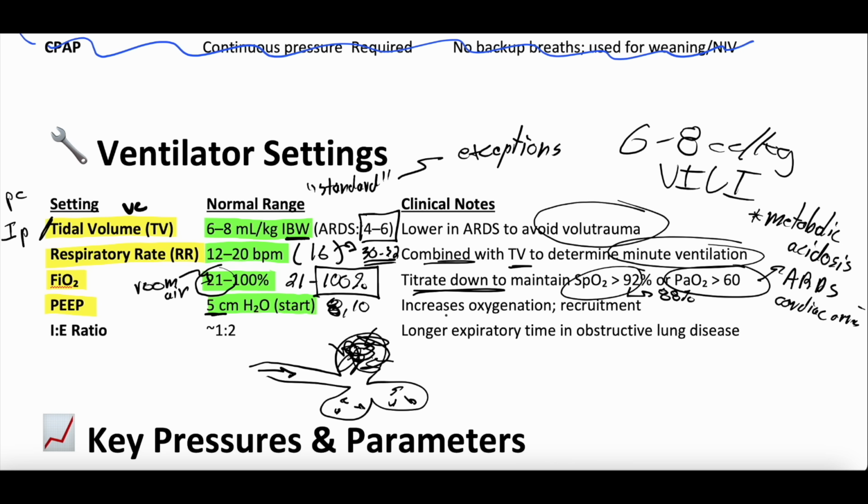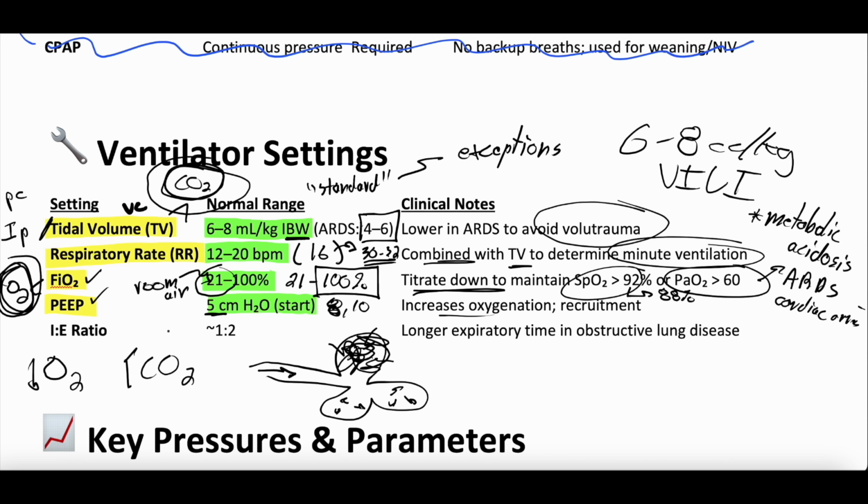PEEP and FiO2 increase oxygenation, whereas tidal volume and respiratory rate help manage and improve carbon dioxide. So if someone is hypoxemic, their O2 is low, you want to either increase their FiO2 or increase their PEEP. If someone's carbon dioxide is high, you either want to increase their respiratory rate or increase their tidal volume. Okay, so tidal volume and respiratory rate for carbon dioxide, FiO2 and PEEP for oxygen.